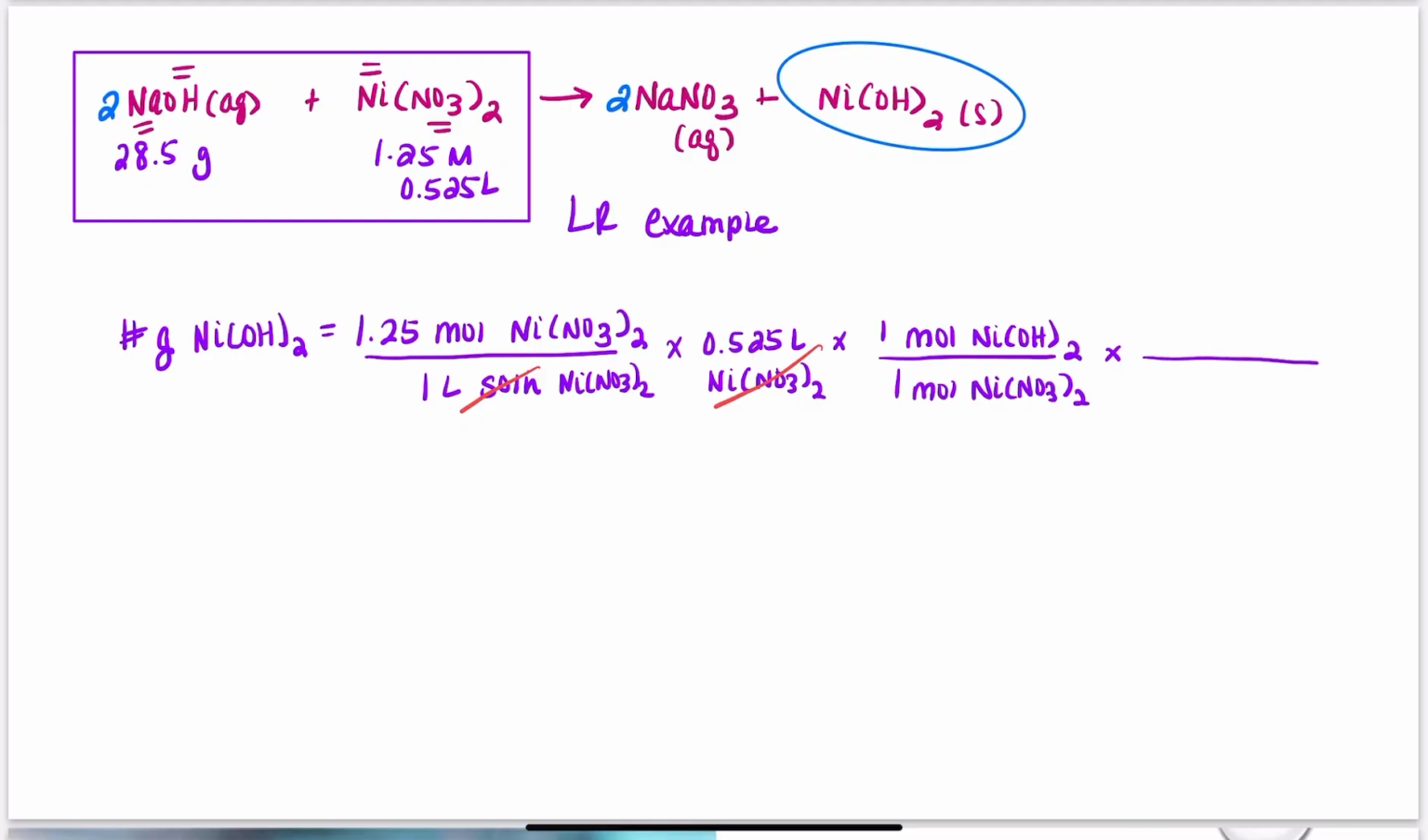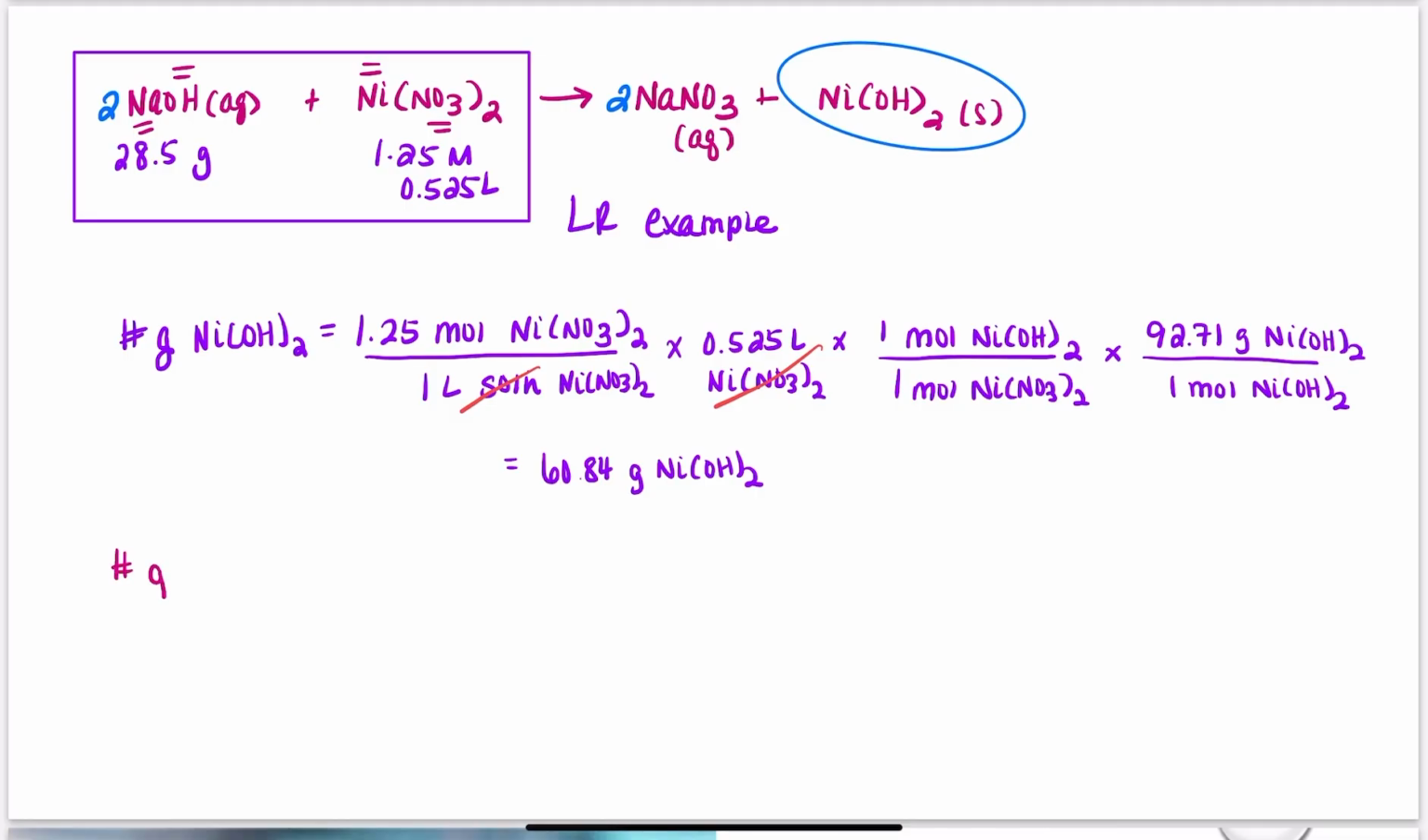I'm just going to go ahead and calculate all the way to grams, just because at this moment in my life, it seems like the easiest process. So 92.71 grams of nickel hydroxide for every 1 mole of nickel hydroxide. This gives me 60.84 grams of nickel 2 hydroxide that could be produced. But again, that's just based on one reactant. I don't know what the other reactant is going to tell me, and that's what I need to figure out.